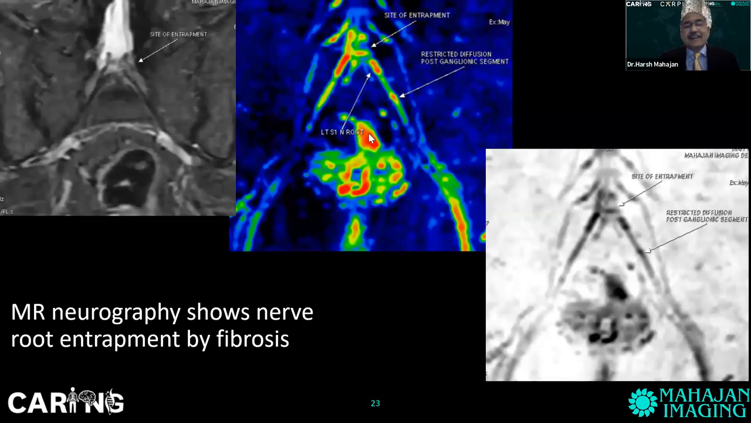And we do MR neurography in cases, and this is where there was the entrapment of the nerve root, and you see this signal alteration distal to it, which is due to restricted diffusion. So this is the site of entrapment, and this is the restricted diffusion. So in a given case where you don't get an answer, even with contrast, an MR neurography can be very useful.